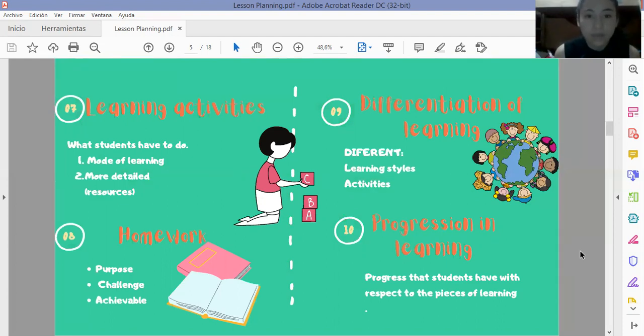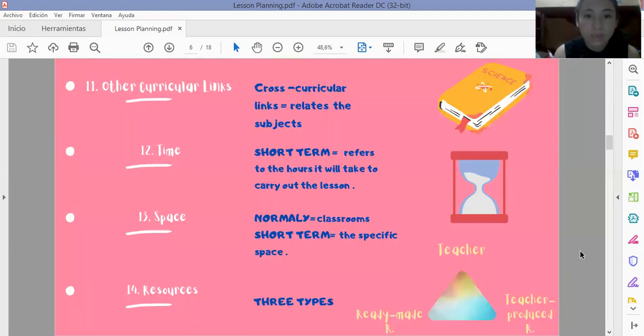Let's continue with the differentiation of learning. That is our 9th element. Here we can see that there are different students, as well as different learning styles. So the teacher has to include different activities in order for all the students to understand and learn. Component number 10 is progression in learning. That is actually the progress that students have with respect to the pieces of learning. Let's continue with the next, please.